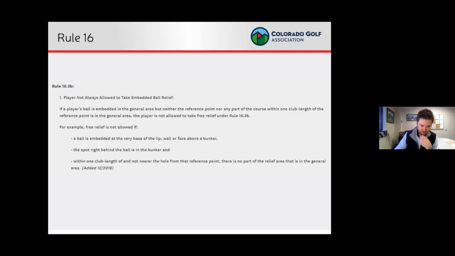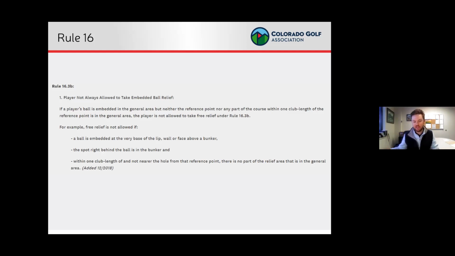And then anything within 1 club length of, and not nearer the hole than, that reference point, there's no part of the relief area that is in the general area. So the ball is embedded in the side of the bunker, reference point in the bunker, that's fine. And then if that 1 club length doesn't get you out of the bunker, then you're not entitled to relief. In this case, you're either going to play it as it lies or take an unplayable, in which case you could drop it in the bunker for 1 penalty stroke.